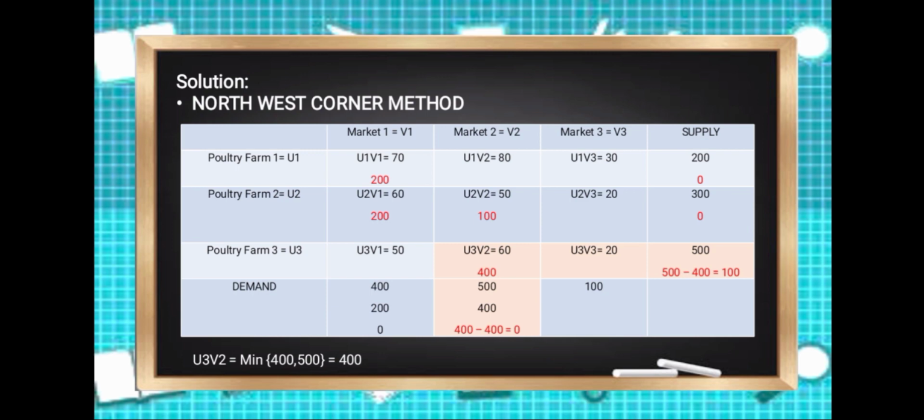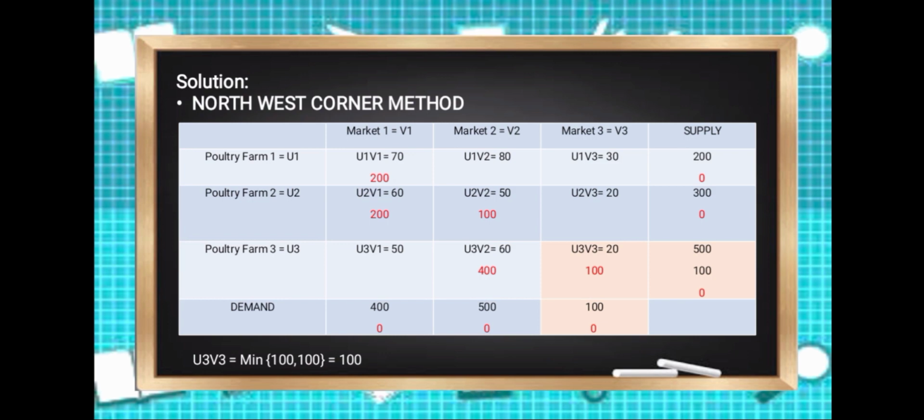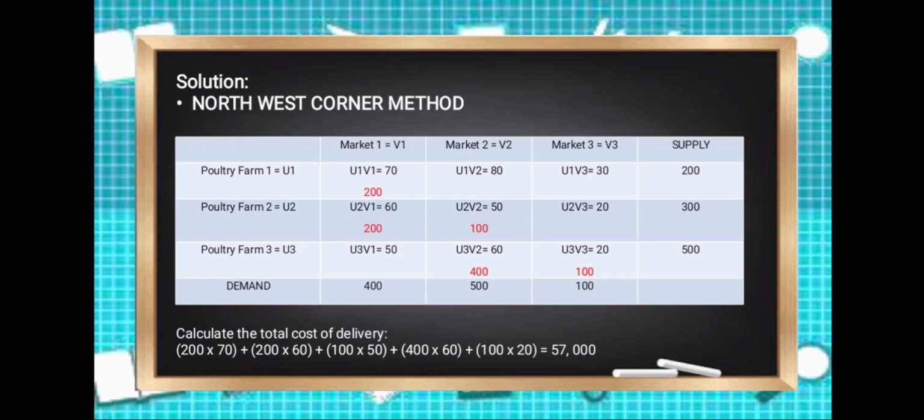And then in the next step, since the demand of our column 2 is 0, we will proceed to column 3. And then still in row 3, since we have supply in row 3 of 100 and the demand of column 3 of 100, the minimum of that is 100. So 100 minus 100 is equal to 0 in column 3 and row 3. As we observe, our demand and supply are now equal to 0.